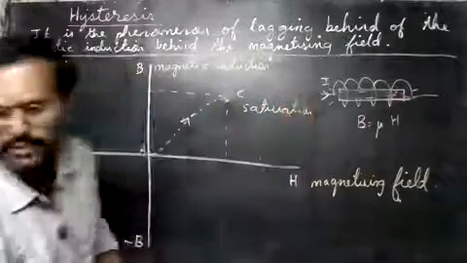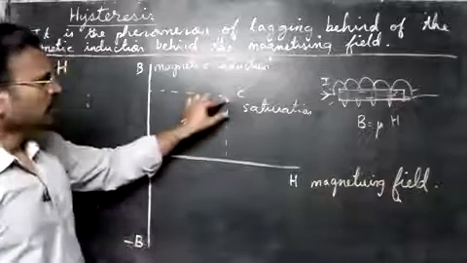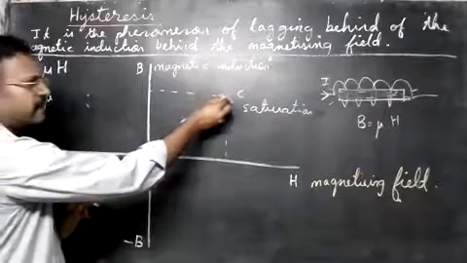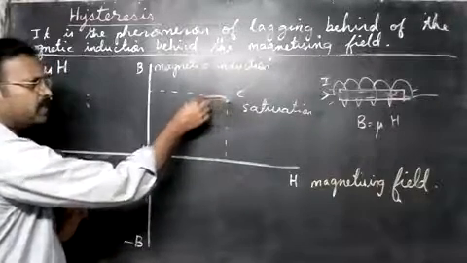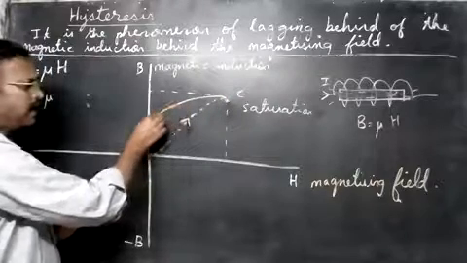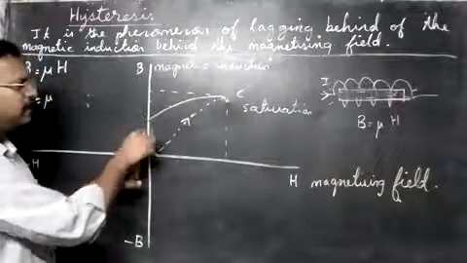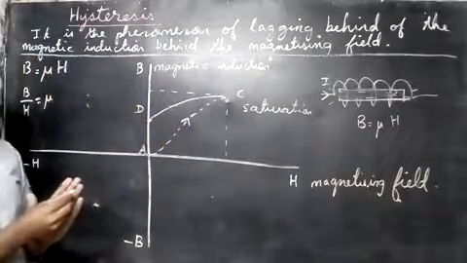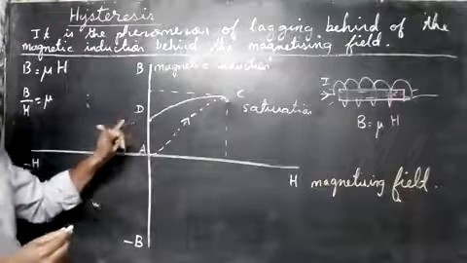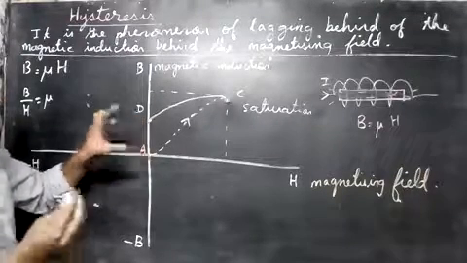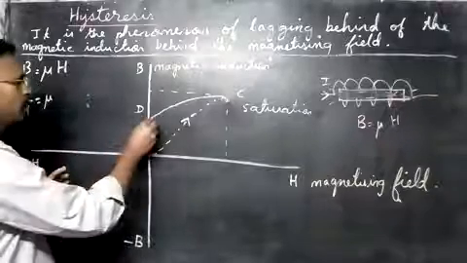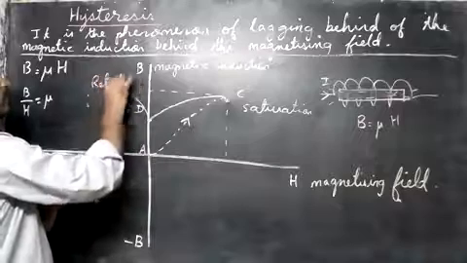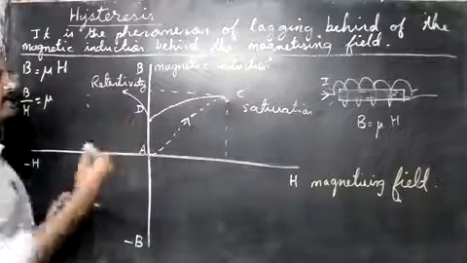Next we have to reduce the magnetizing field. We are reducing H now, going this way. When you reduce the magnetizing field, the magnetic induction also reduces, but it doesn't come back again. It will come here. This point is D. This point D, I can say it as retentivity, that means it holds a magnetic field. Or remanence, you can say. We'll come to it a little later.